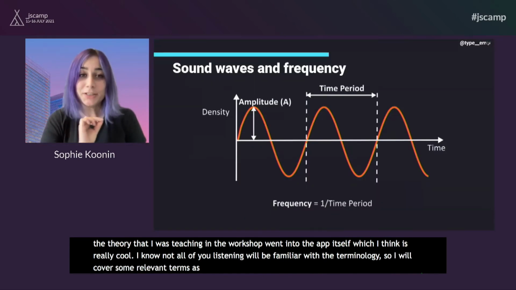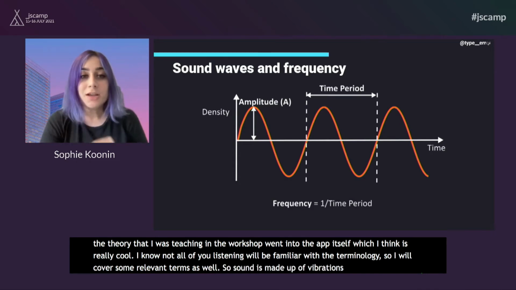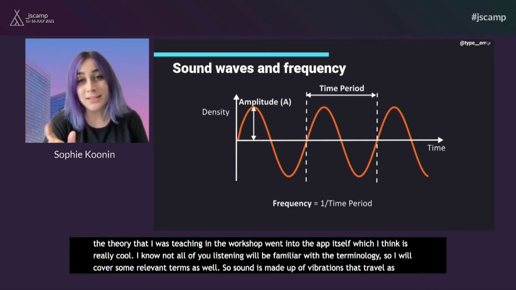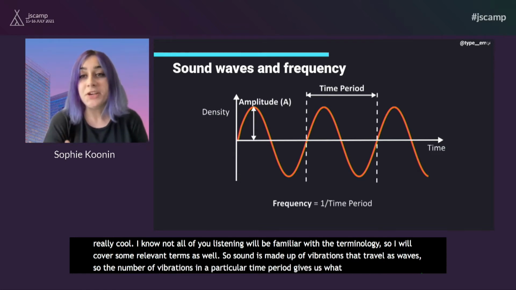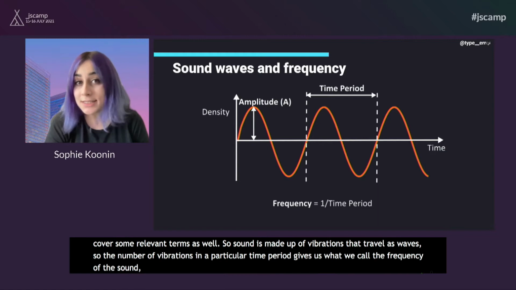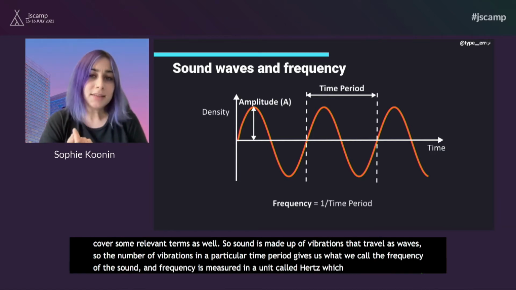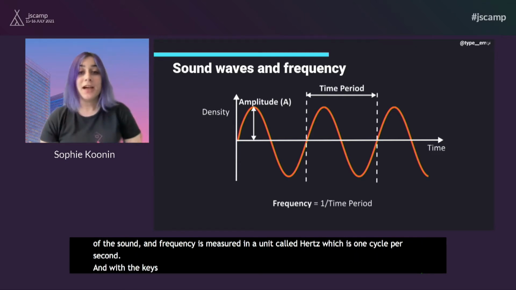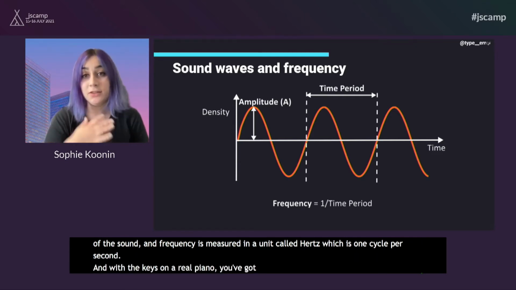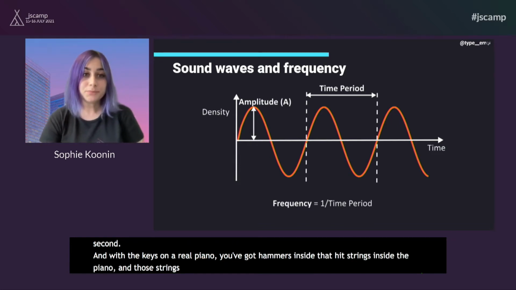So sound is made up of vibrations that travel as waves. So the number of vibrations in a particular time period gives us what we call the frequency of the sound. And frequency is measured in a unit called hertz, which is 1 cycle per second. And with the keys on a real piano, you've got hammers inside that actually hit strings inside the piano, and those strings will vibrate at a particular frequency to make the right tones.